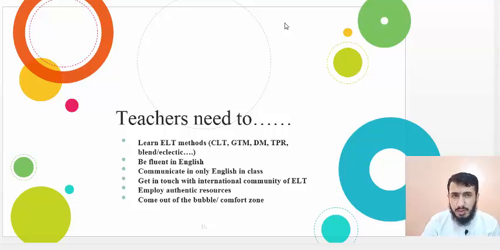What is the eclectic or blended approach? Blend is a mixture of different types of approaches. So if teachers employ a blended or eclectic approach to teaching English, they can tremendously help their students, and they can speak English, or use English, as per native speakers.